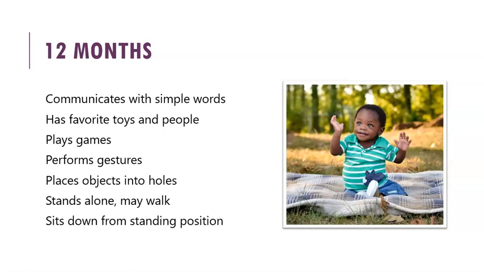Motor skill wise, they should be able to place objects into holes. Have you ever seen those toys that you fit the shapes into certain holes? They might not get the shape correct, but they should be able to at least place the object through the hole. They should also be able to stand alone, and some 12-month-olds will walk independently. And they should be able to sit down or squat from a standing position.